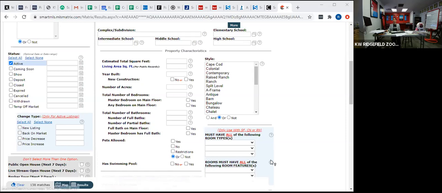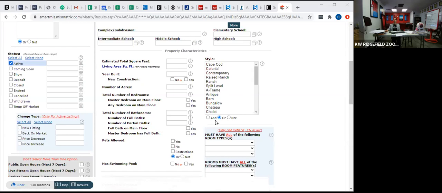Now I know I have this argument with Debbie Orr all the time because she does add coming show and deposit into her closeds. She doesn't throw them into active. I don't think she does. I think she throws them into closed. Debbie, are you on the call? I don't think she is. Let me just take a quick peek. No. So I don't use them.